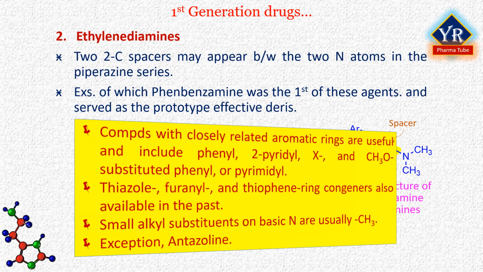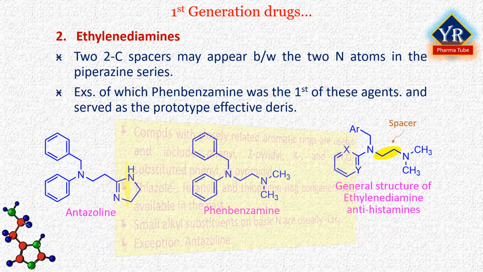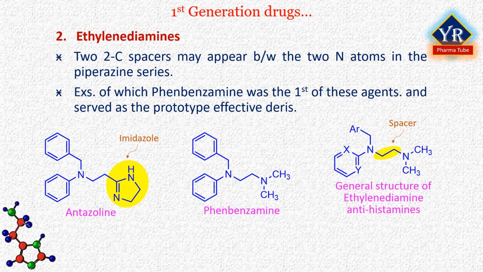The small alkyl substituents on basic nitrogen are usually methyl groups. A number of these agents are still used. With the exception of antazoline, all have an ethylenediamine spacer. In antazoline, the alkyl tertiary amine in phenbenzamine is replaced with an imidazoline group. CNS effects, usually sedation, are very common among agents in this class.